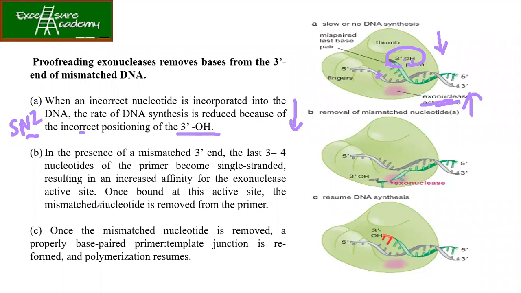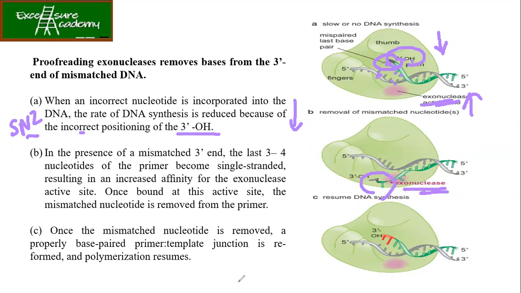Okay. Now, in the presence of the mismatch 3' end, the last 3-4 nucleotides of the primer become single stranded. ठीक है. So अब यहाँ पे देखें क्या होगा. Even though यहाँ पे correct था, just because of the presence of the mismatch, और 2-3 आपके unpair हो जाते हैं. ठीक है. And they become single stranded. Now this will increase the affinity for the exonuclease activity. ठीक है. This is going to activate the exonuclease part. And now once bound at this active site, the mismatch nucleotide जो है वो remove कर देगा.